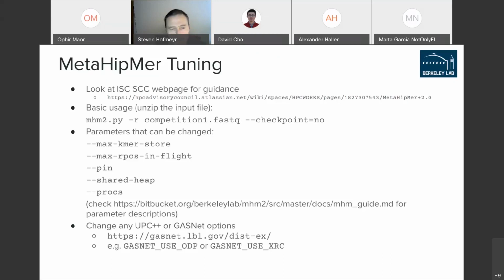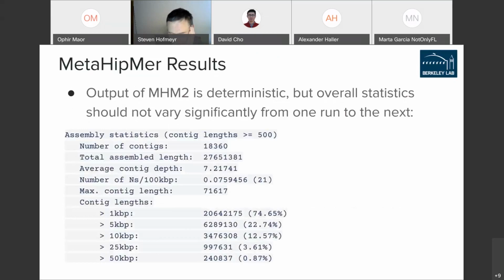There's quite a bunch of scope for tuning there. And so this is the results of MetaHitmer. It's important to note that, and I've actually written this slide wrongly, my apologies, the output of MetaHitmer, I'll correct this, is non-deterministic. It's non-deterministic because of the way the updates work. But the overall statistics that you get for a run should not vary significantly from one run to the next.